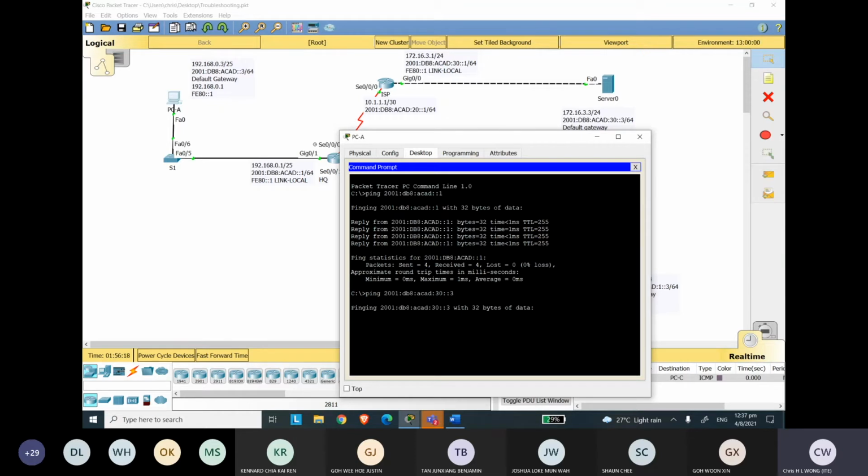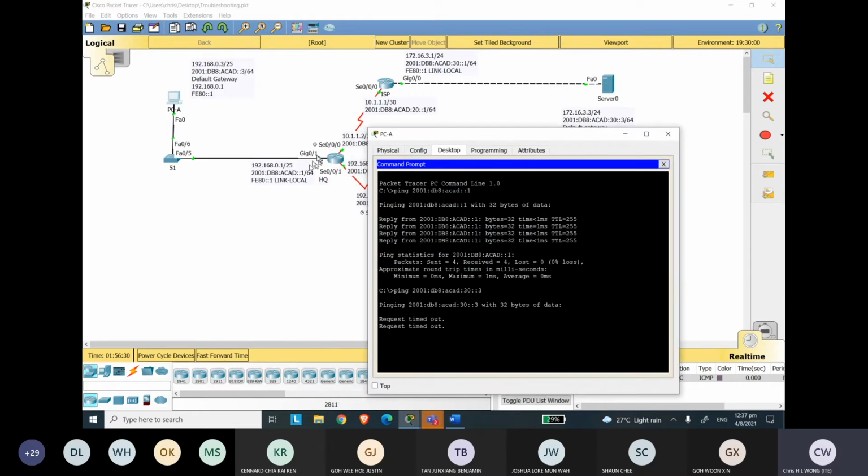The next question. Ping from PCA to web server? No. I want you to ping from PCA to PCC. Now, because we know that PCA to this HQ router is okay, there's nothing wrong. So right now you test all the way here. Can or not? Cannot. That means something is wrong already along the way. We check later.